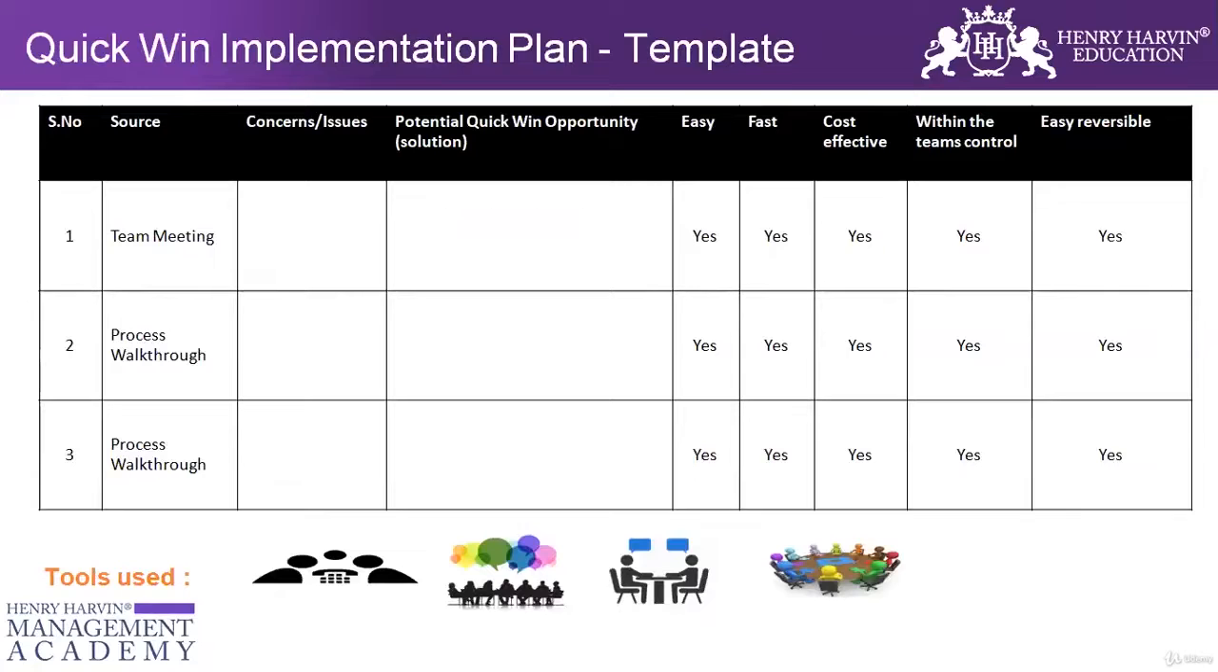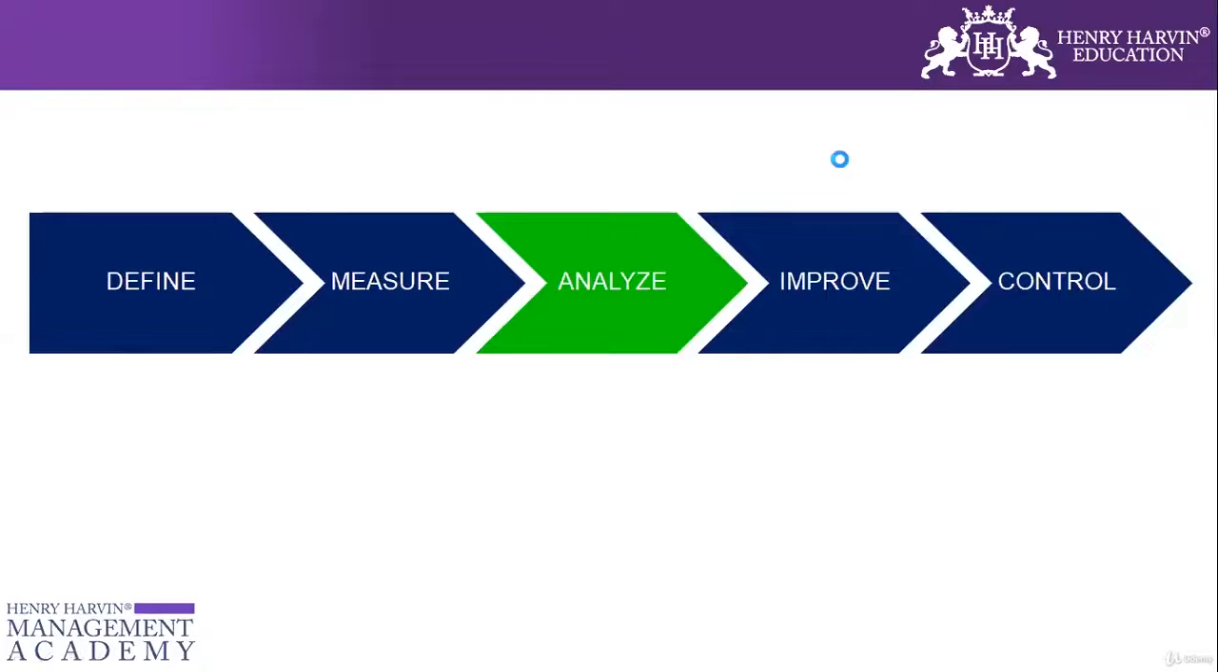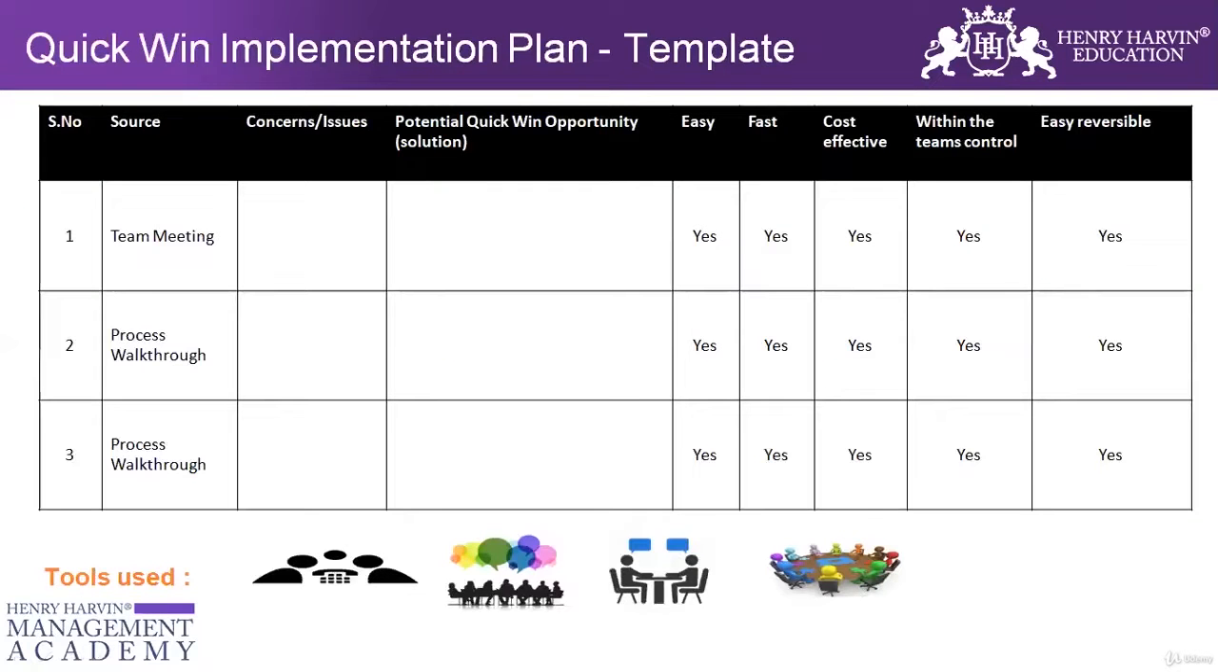So this is a quick win template that we have, which talks about the source of the opportunity that you've identified, whether it was first identified during a team meeting or during a process walkthrough, what the concern is that you identified, and what the solution is. Then we mark whether it is easy, fast, cost effective, within team control, and easily reversible.